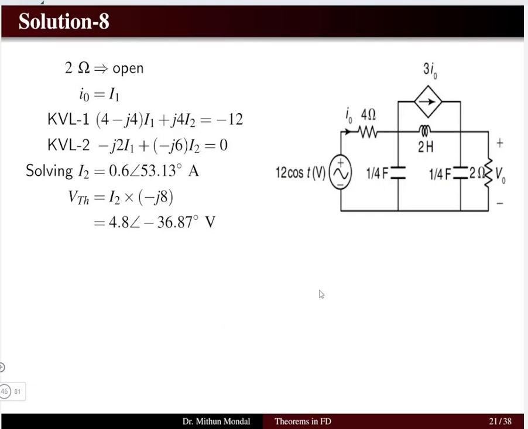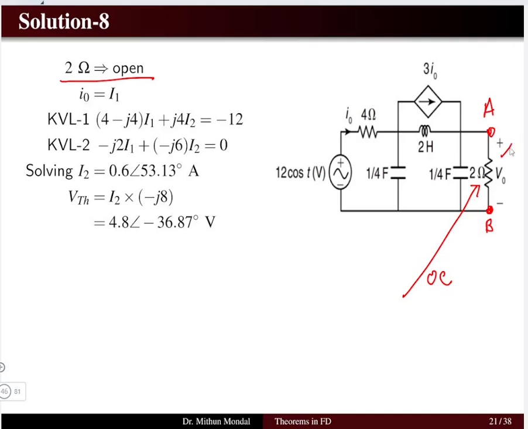First, we have to determine the open circuit voltage. So we can open circuit the terminal across the 2 ohm resistor, because there we have to find the potential. Wherever we need to determine the potential, that will be my terminal. So here I have to open this 2 ohm resistor first to determine the Thevenin's voltage.